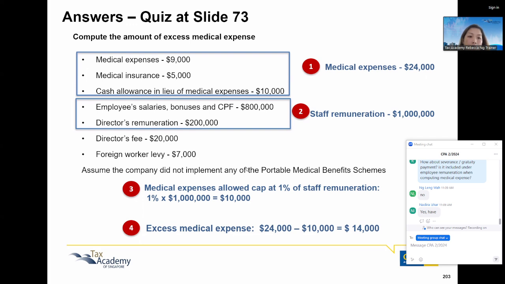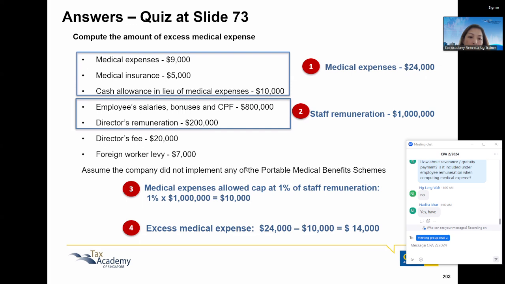So for employee salary, bonus, and CPF is 800,000. Director remuneration is 200,000. And it comes out to be 1 million. Director fee, they may not be involved in the day-to-day operation, so they are excluded from the employee remuneration. Same as foreign worker levy, it is also not part of the staff remuneration, so they are excluded. So after we identify 1 and 2, we will use 2 to apply whether it's 1% or 2%.